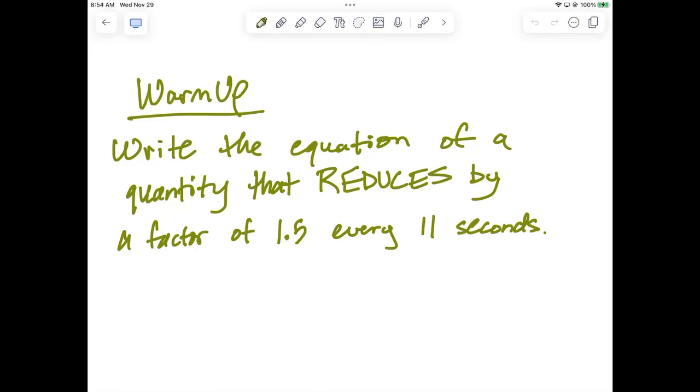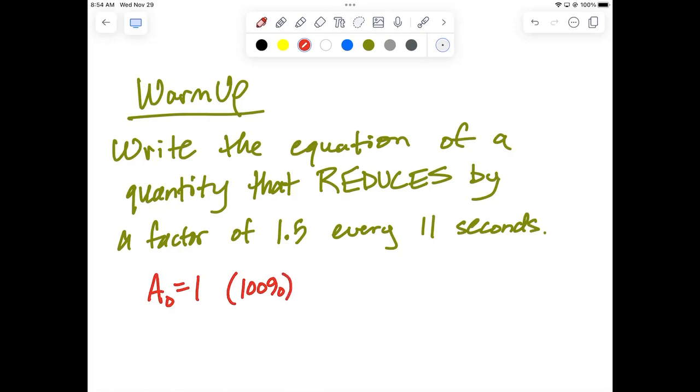Write the equation of a quantity, whatever that is, that reduces by a factor of 1.5 every 11 seconds. Okay, so is this going to be growth or decay? It's going to be decay, yeah. What do we know about the starting value? Do we know what it is? No. So what you could do is you could let the starting value equal what? 1. It's standard if you don't know what it is to let it equal 1. So we're going to let a sub 0 equal 1, which means 100%.